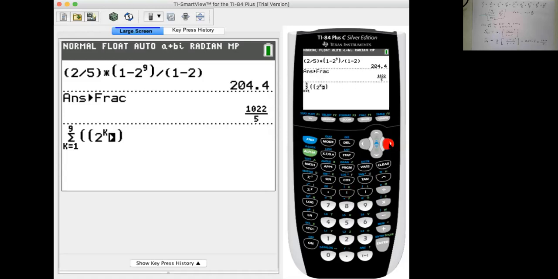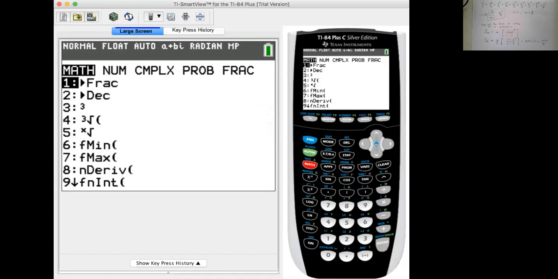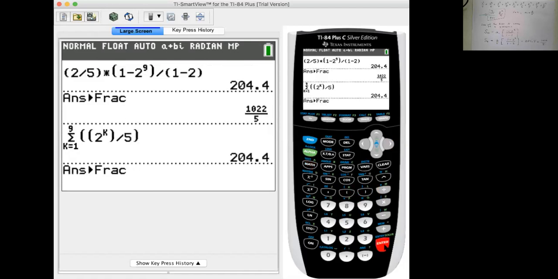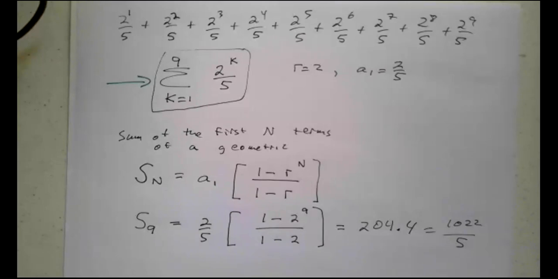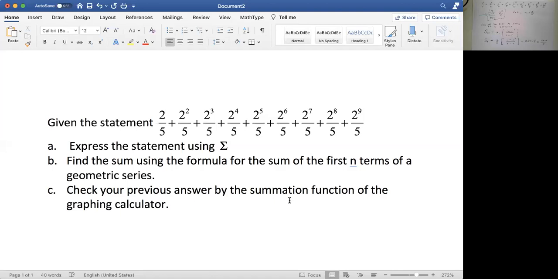And then I will end the parentheses for the numerator, divided by, I don't need a 5 to be in parentheses, so I'm just going to do that. I certainly could have done parentheses 5 parentheses. It's just not necessary because the denominator is so simple. We hope we get 204.4, do we? We do. And one more time showing you to change it to a fraction. And we have 1,022 over 5. And I believe that's all the questions we were supposed to answer. Sure enough, we checked our answer by the summation function on the calculator.